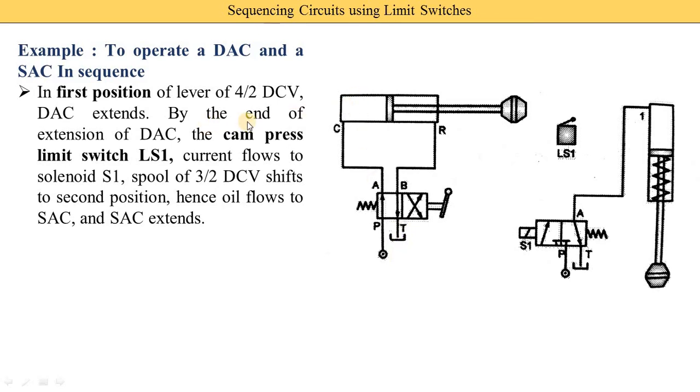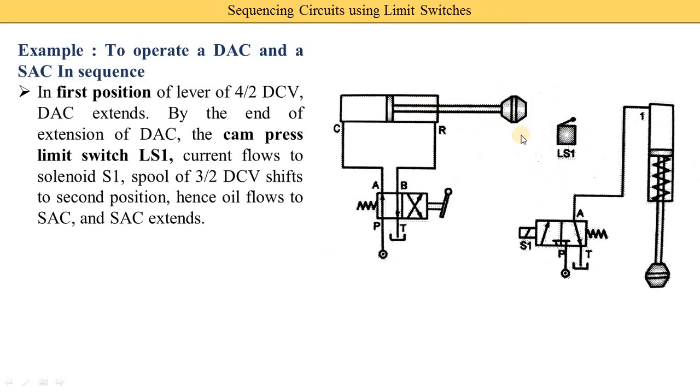Now by the end of the extension of the double acting cylinder, the cam presses the limit switch LS1. When the extension is completed, the piston is completely on the right side. This cam is also completely on the right side, meaning the cam and the limit switch positions are set according to the end of the extension stroke. When the extension is done, this cam, which is the symbol of the cam fitted on the piston rod, presses the LS1 switch.